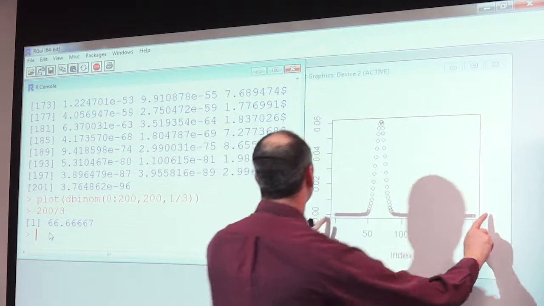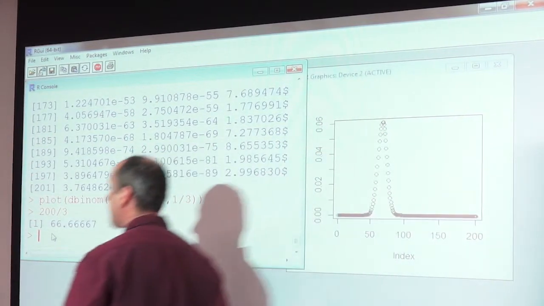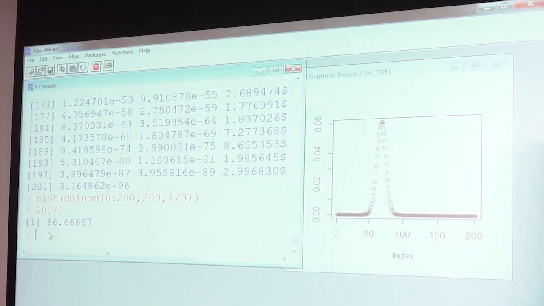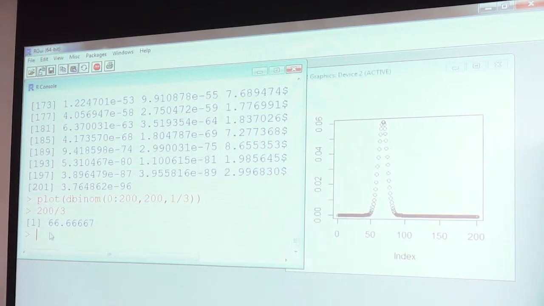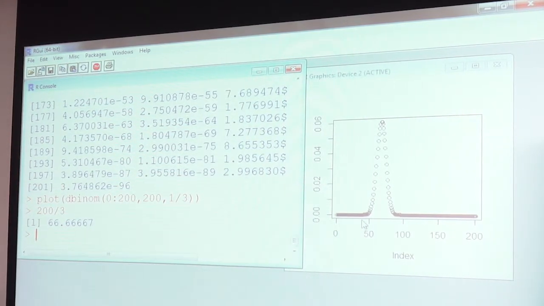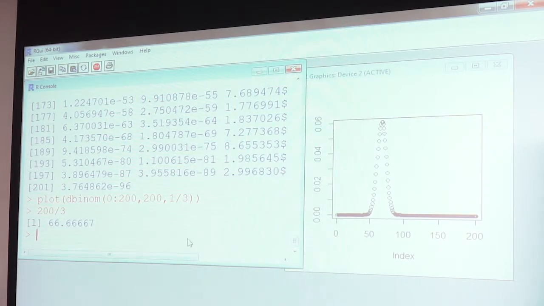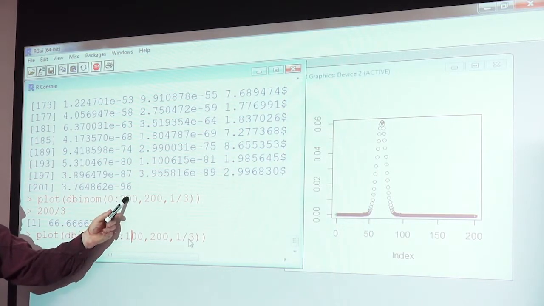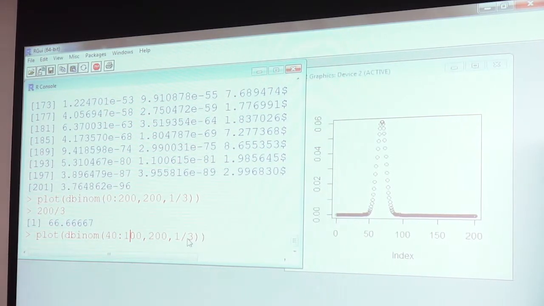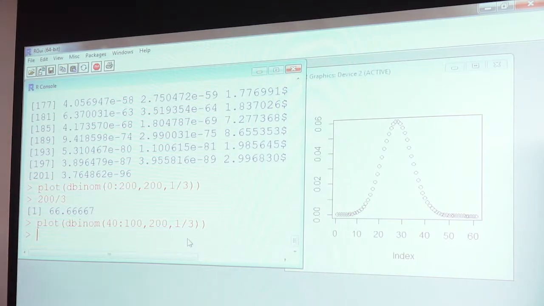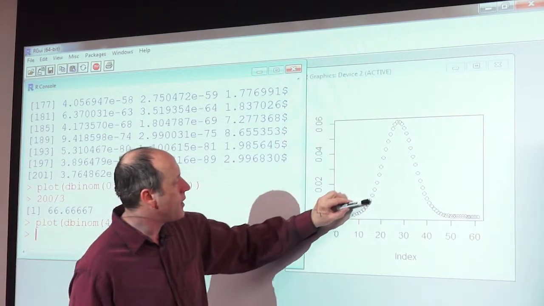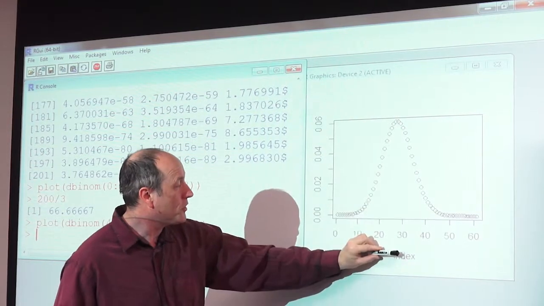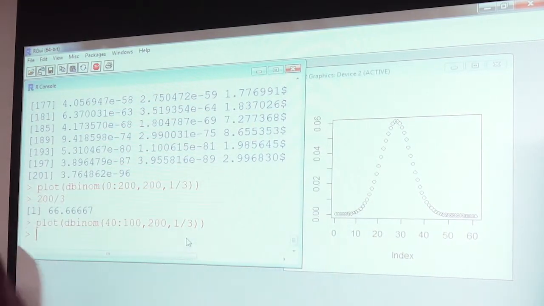So what I'm going to do is zoom in on just this area here, because most of the plot is wasted since it's so far down to 0. We'll start there. What's that? 40 up to 100. Let's try that. All I've done is change the range I'm considering from 0 to 200, to 40 to 100. And this is the density of the binomial distribution. It's distorted the horizontal axis a little bit, and I'll just change that now.